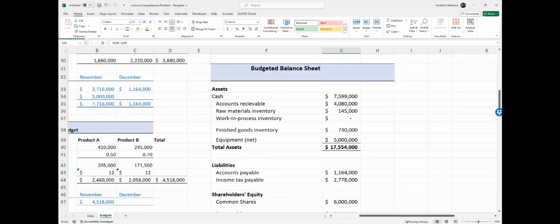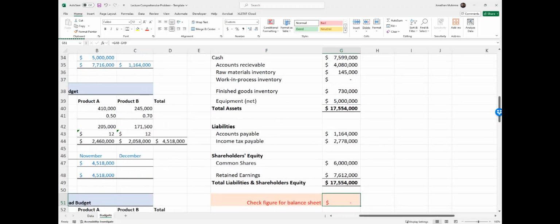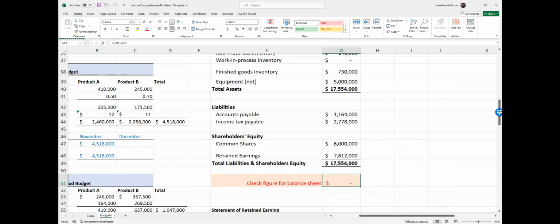So I'm not going to go over the balance sheet again, because by now you should be able to know what should be included on a balance sheet. So all your assets, all your liabilities, and shareholder equity amounts. Okay, so that's it with the balance sheet, and that concludes the entire master budget.